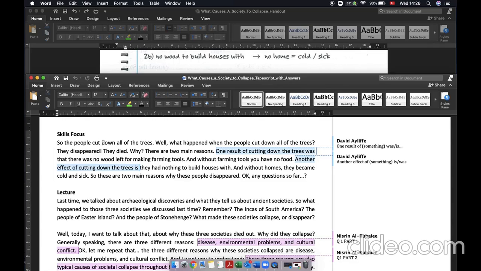So the people cut down all of the trees. Well, what happened when the people cut down all of the trees? They disappeared, they died. Why? There are two reasons for this. One result of cutting down the trees was that there was no wood left. So here, one result of something was or is, as noted here.